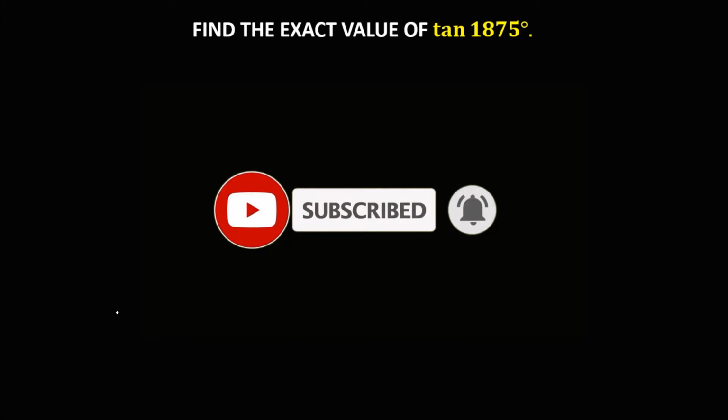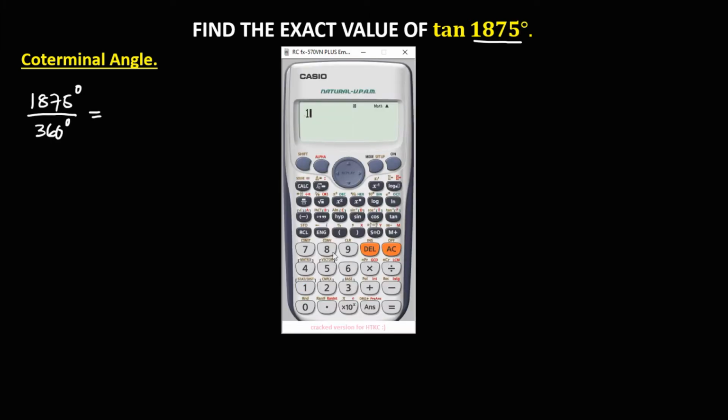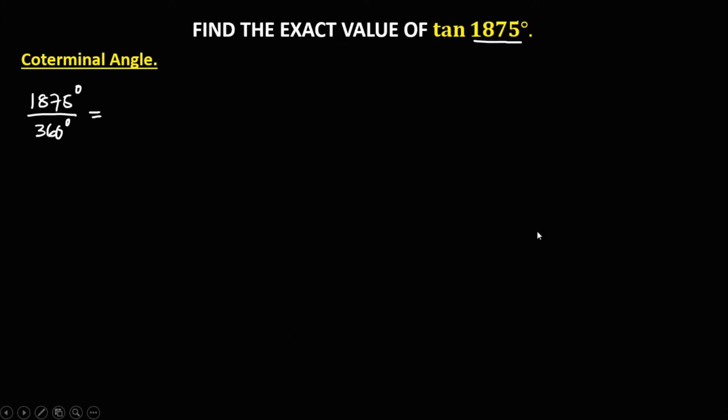So find the exact value of tangent 1875 degrees. First, we need to find the coterminal angle of this given angle. From this 1875 degrees, we need to divide it by 360 degrees. 1875 divided by 360, that's 5.2.